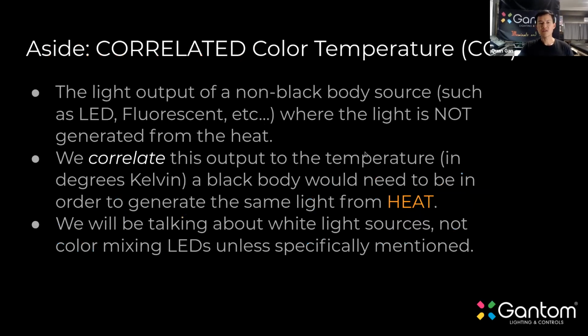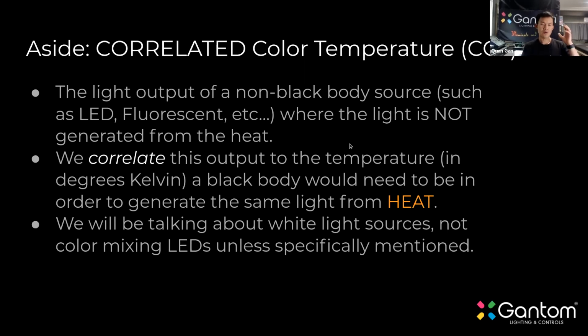All right, so now here's another aside about what is correlated color temperature. You'll see this abbreviated as CCT. The reason why it's called correlated color temperature is because you often have light sources that emit light not because of its heat, such as LED or fluorescent. They emit light of a certain color, but it's called CCT, or correlated color temperature, because we're trying to correlate that to a black body source that would have needed to be heated to a certain color temperature in order to generate the equivalent light.